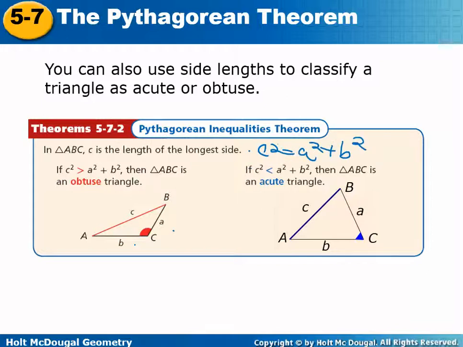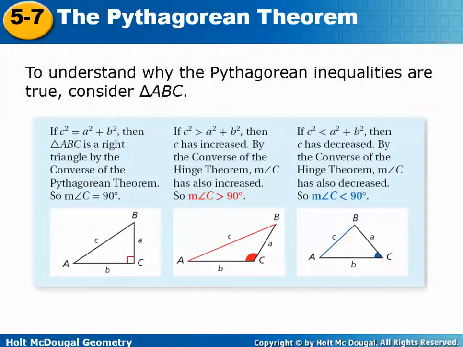So the converse of the Pythagorean theorem works if it's equal, and if it's not equal, then we can see if c squared is greater than the sum of the other two squares, then it's obtuse. If c squared is less than the sum of the other two squares, then it's acute. So here's the three different things that can happen. Those are the three different ways that you can have a triangle.